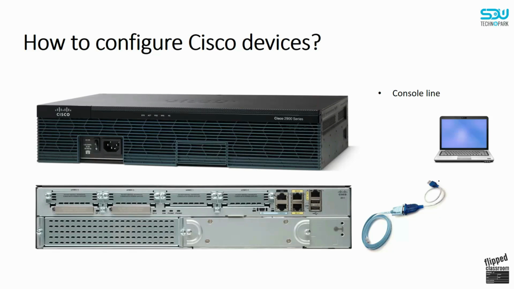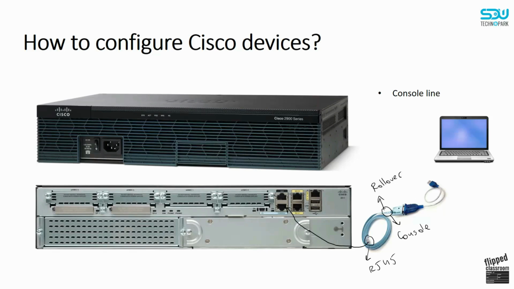And how are you connecting from the laptop to the Cisco equipment? We have the cable which is called a rollover cable, or another name for it is just console cable. From one side we have the RJ45 connector. This RJ45 connector is like a UTP connector. It is going to be connected to the console port.